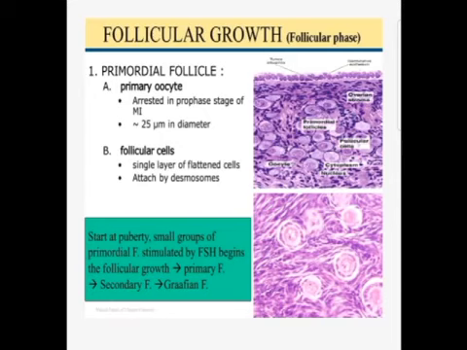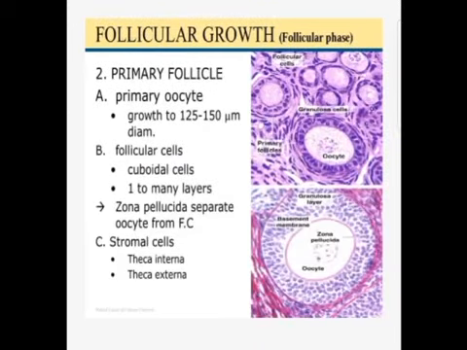Small groups of primordial follicles are stimulated by FSH and begin follicular growth, and they then develop into the primary follicle and the secondary follicle and ultimately into the Graafian follicle. And all this is under the influence of the pituitary. And then what is follicular growth?